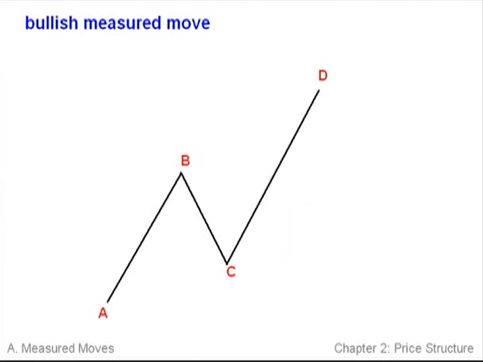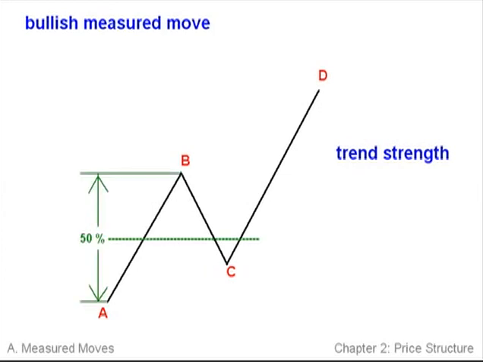The measured move not only tells us trend direction, it also tells us trend strength. We'll look at the BC move and determine how deep it has retraced against the AB move. We will use the 50% mark of the AB range as a guide.